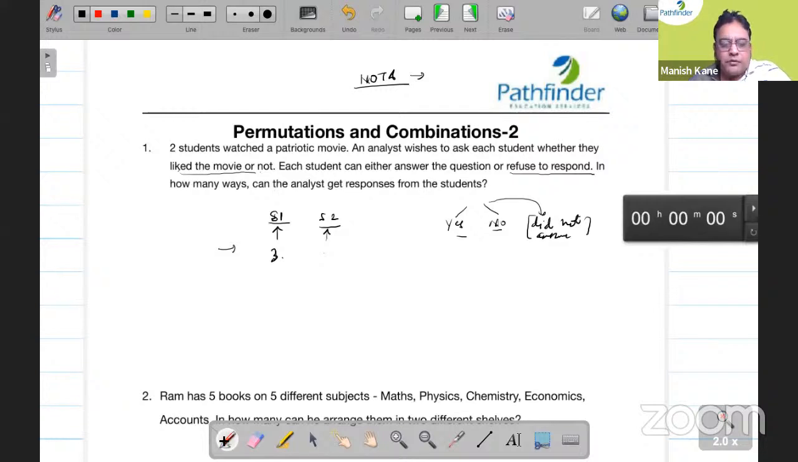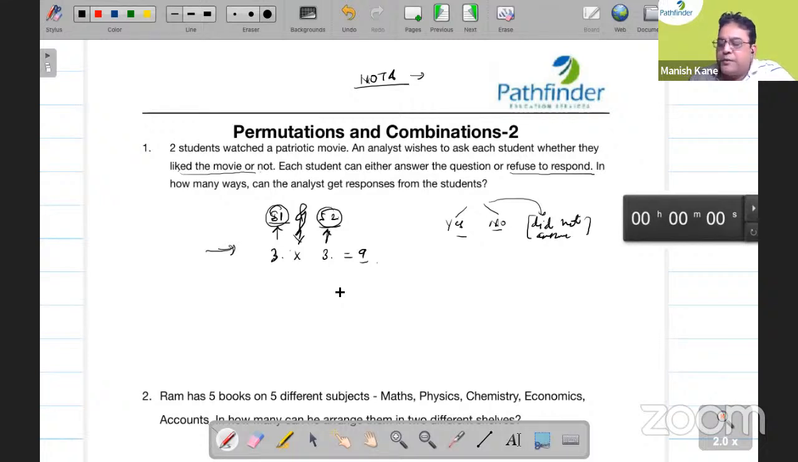So the first student can answer in 3 ways. The second student also can answer in 3 ways. And since both the answers are compulsory, I mean, both the students have to answer. Either they answer or they do not respond. But the question has been put across to both the students. Therefore, there is an 'and' in between. And we all know that in maths, 'and' is always replaced by a multiplication sign. The correct answer will be 3 into 3.